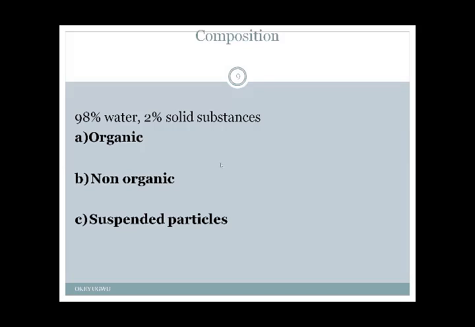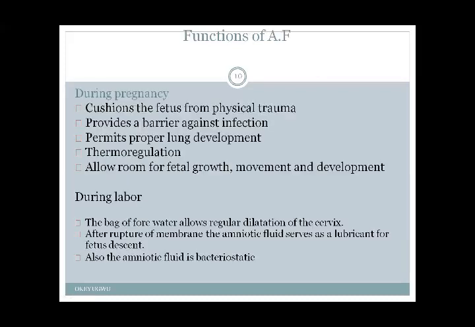The amniotic fluid is about 98% water and 2% solid substances. It has organic, inorganic, and suspended particles. So what are the functions of amniotic fluid? It cushions the fetus from physical trauma. This is a very important function.